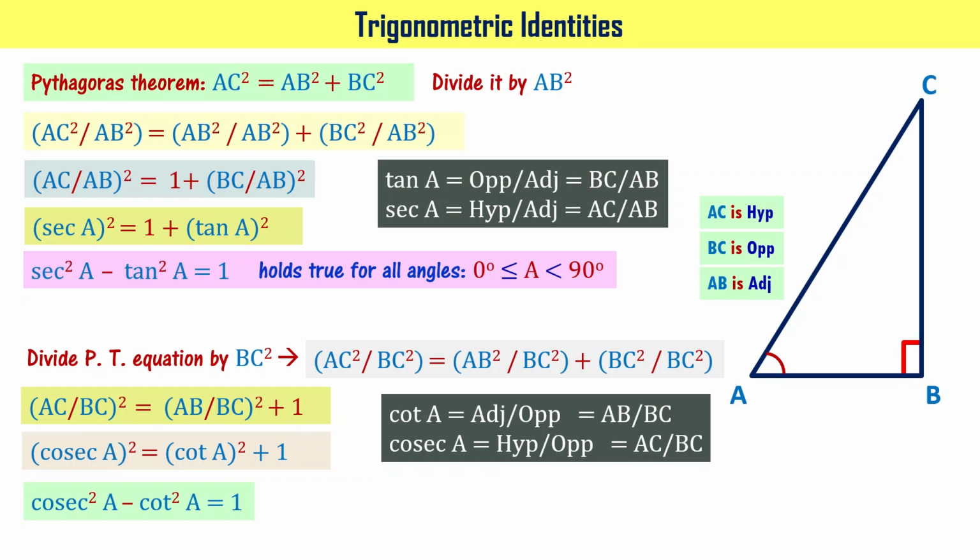This is also another trigonometric identity, right? This holds true for all the angles between 0 and 90. It includes even 90 degrees but not 0 degrees. Please take a note of this.